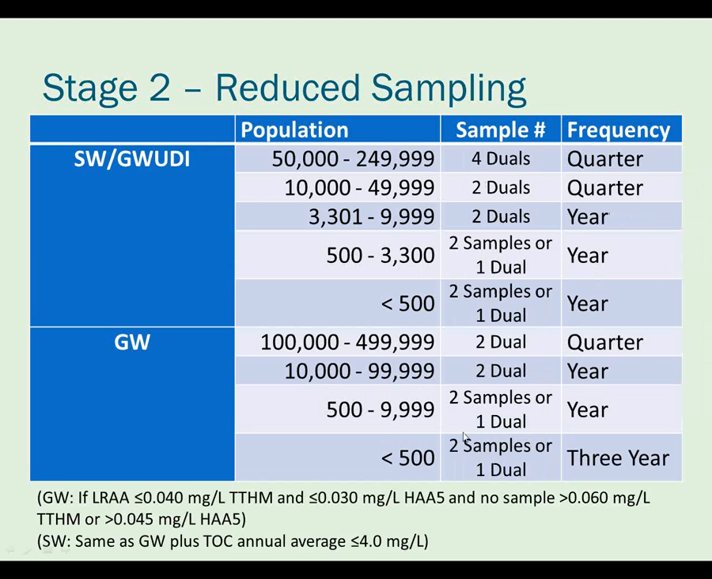Reduced sampling. Again, surface water, groundwater under the influence, and groundwater, then the population type, the number of samples, and the frequency. And you'll see more of the 2 samples or 1 dual. Another thing to keep in mind is if your water system has only been collecting 1 sample under Stage 1, it will likely make the most sense to continue taking a dual sample.